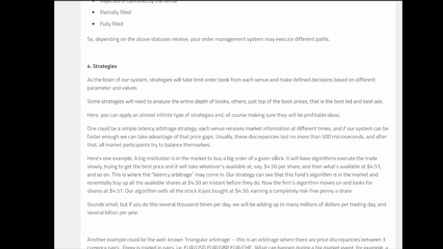The bigger institution or the bank would buy that at $4.51 because that's what the market price is right now. And if you do that for maybe a million shares, then you would have made 1 cent multiplied by a million. And it might not look like very much.